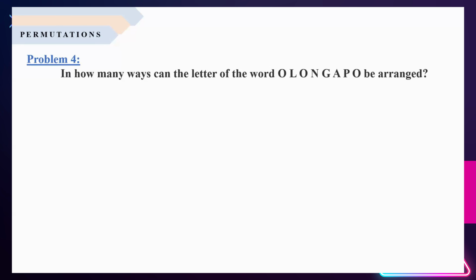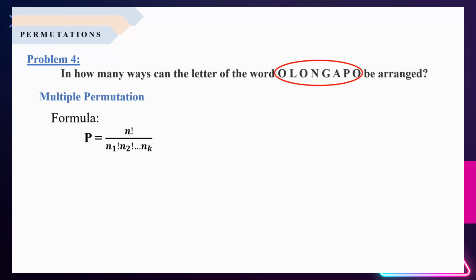Kung titingnan natin yung letters ng word na Olongapo, may mga letters na nauulit. At dahil tumutukoy ito sa letters, therefore, ang gagamitin nating permutation kapag letters na ang aayusin ay multiple permutation, na kung saan ang formula ay permutation is equal to n factorial all over n sub 1 factorial times n sub 2 factorial up to n sub k.